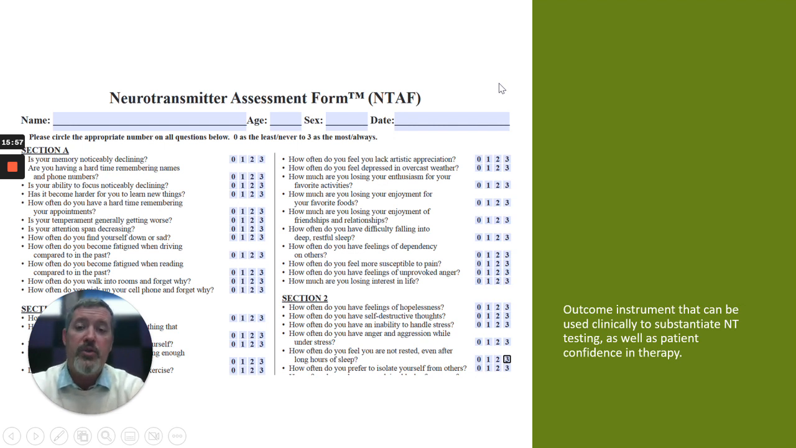And of course, the other advantage is you can also use this assessment as an ongoing self-reported outcome strategy. So if my neurotransmitter lab report on repeat studies is improving, obviously it should correlate with these improving at the same time. So it's an easy way to dual-task your outcome measures.